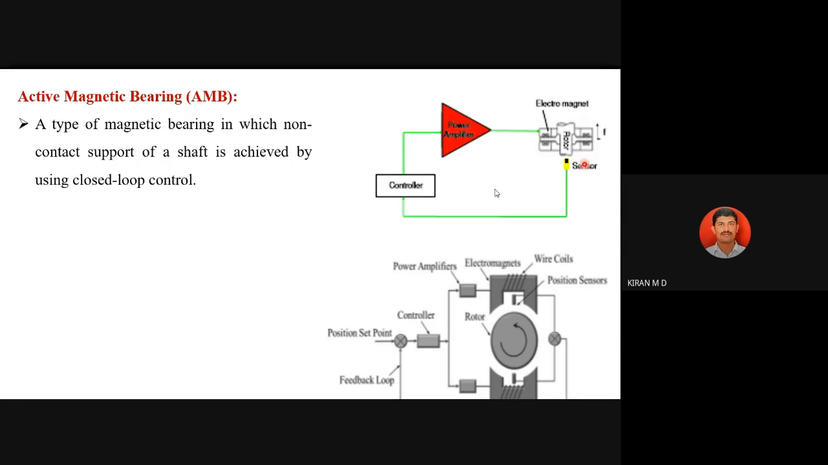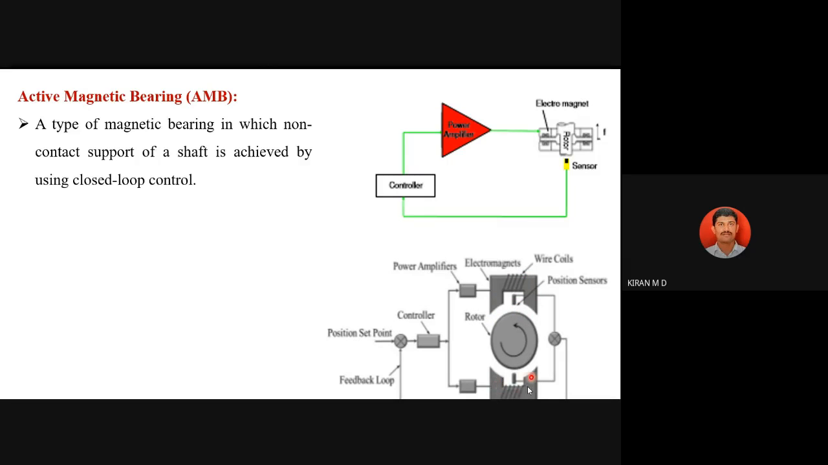The control unit compares the required space with the actual space, and passes the signal to the power amplifier. Same thing you can see in this figure. This is the rotor, meaning the shaft. We have the position sensor, or space sensor, or gap sensor; we are going to use different words. It will sense the gap. This is the bearing.